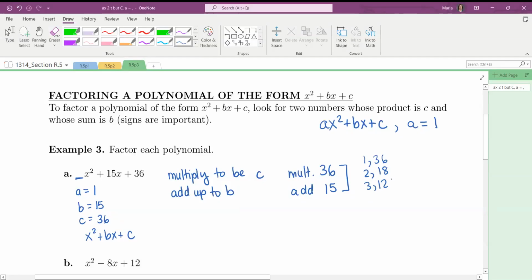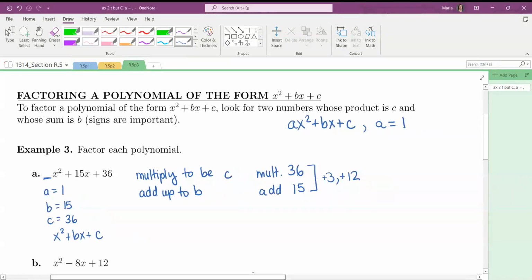So 3 and 12. Ooh, that works. This is the pair of numbers we're looking for. 3 times 12 is 36. 3 plus 12 gives you positive 15. So that's what we're going to use here. Our numbers are positive 3 and positive 12. So why am I talking about this? Well, this is exactly how your polynomial is going to factor.